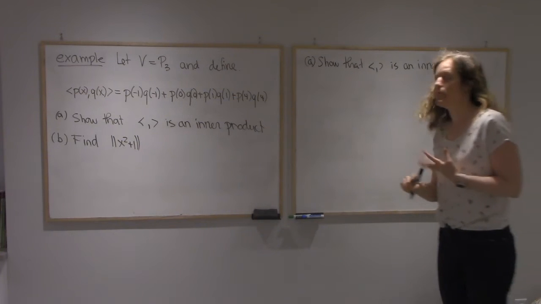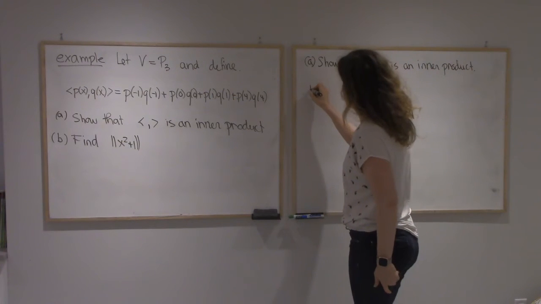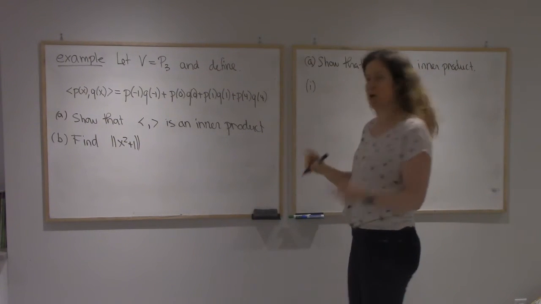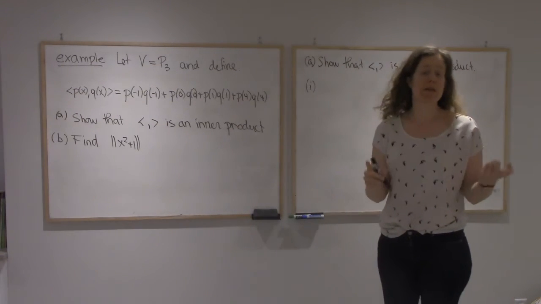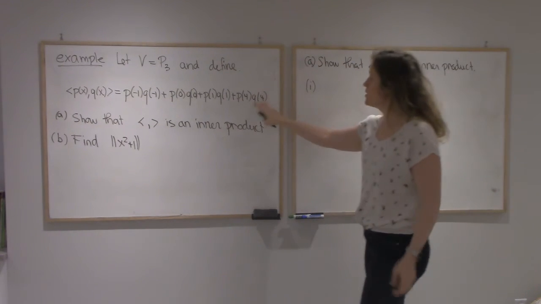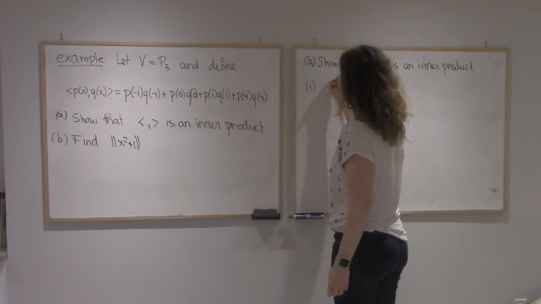So we have four properties to prove. Let's start right away. The first one: I need to prove that if I switch the order of P and Q, it doesn't change anything. Well, since these are products in R, they wouldn't.